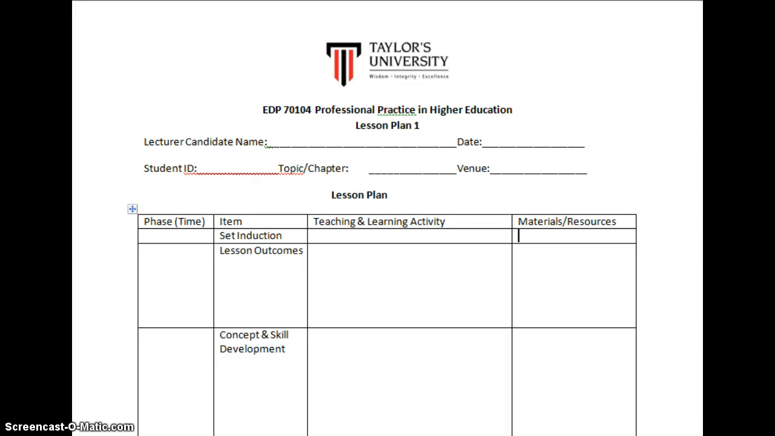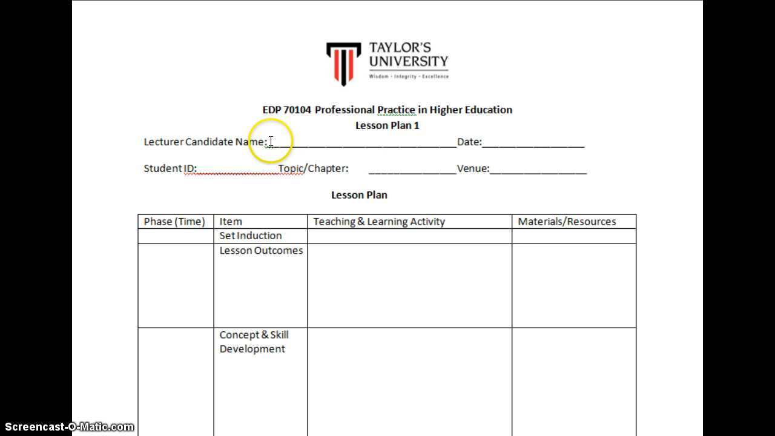Hi again. This is a short video on ATP 70104 Professional Practice in Higher Education, and this document that we're looking at now is the lesson plan 1. There will be a lesson plan 2 after we have sit and discuss on the improvement that you need to do after your lesson plan 1.